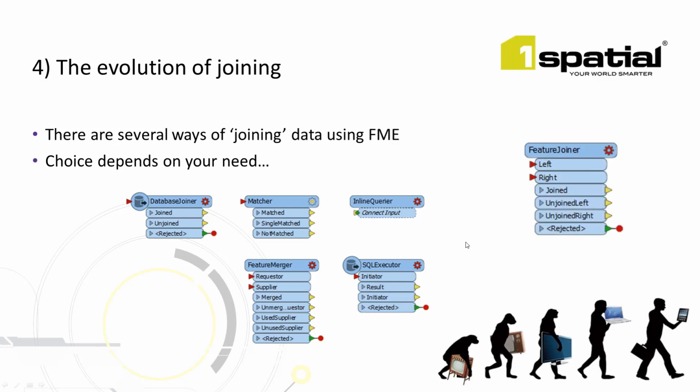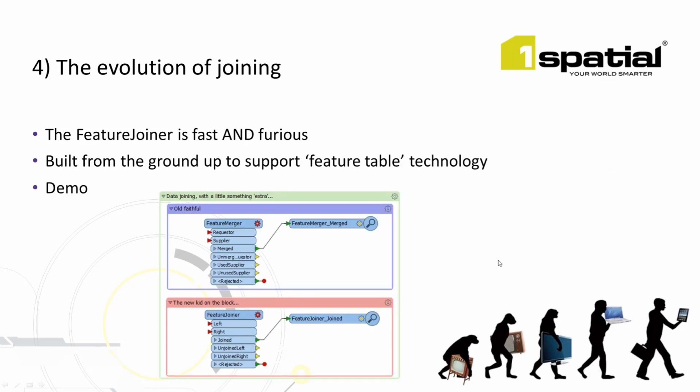Why am I talking about this? Well, it's because there's a new kid on the block. It's called the Feature Joiner. Feature Joiner is a bit special. It's got an added kick to it, a bit of a zing, bit of extra chili pepper in the Feature Joiner. It is indeed a hot feature. I think it's going to be a real game changer. It is pretty fast and pretty furious, frankly.